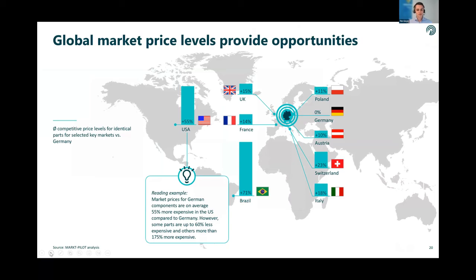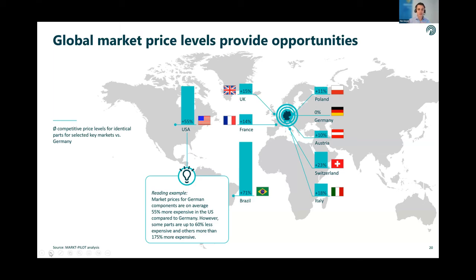One thing that further complicates it, for all those of you that don't just operate in North America, is that global market prices are very, very different, and they also provide opportunities for further increasing your profitability in the different markets you operate. We recently did a study for German components specifically, so components that are manufactured in Germany. Those are on average 55% more expensive when sold in North America. That's the average value.